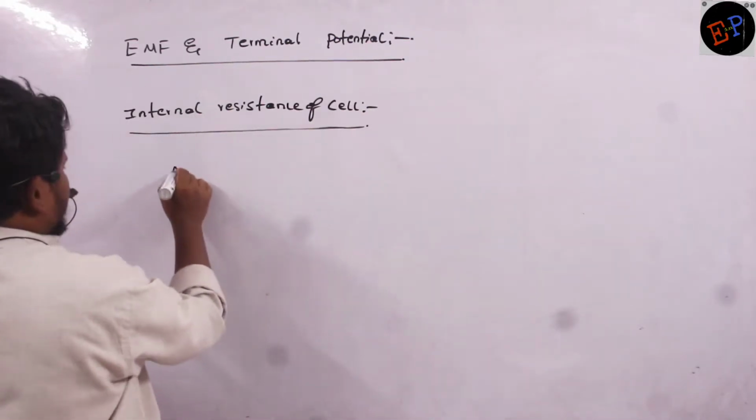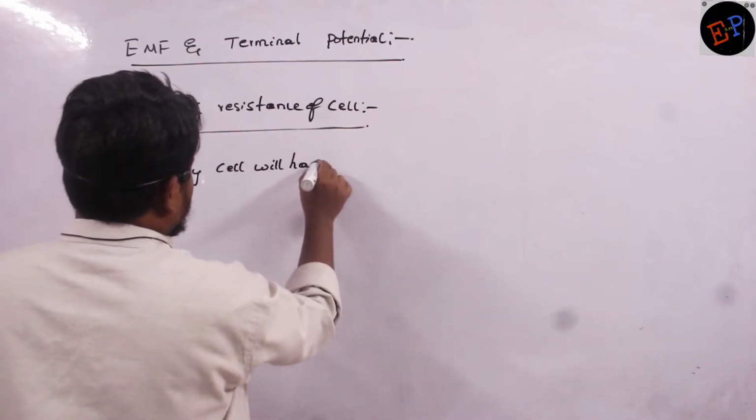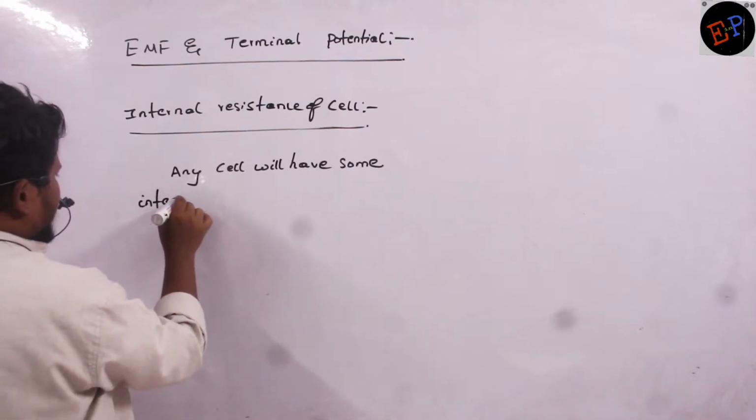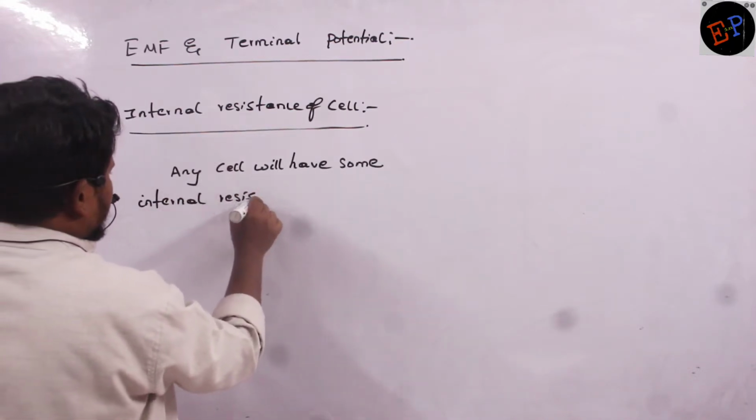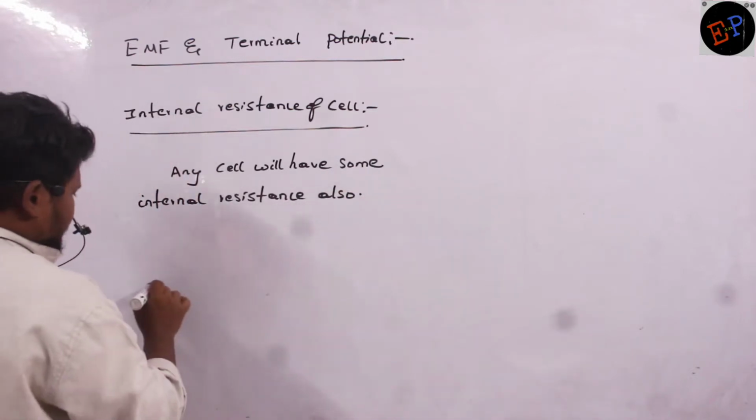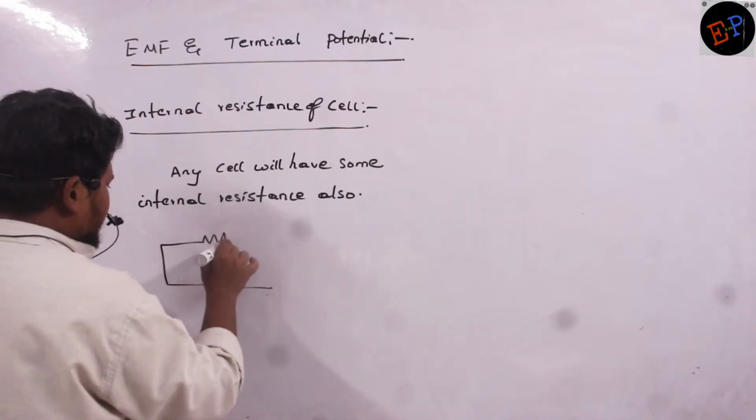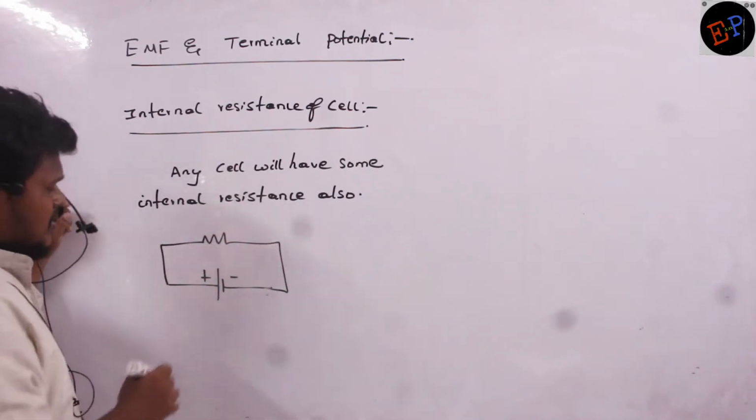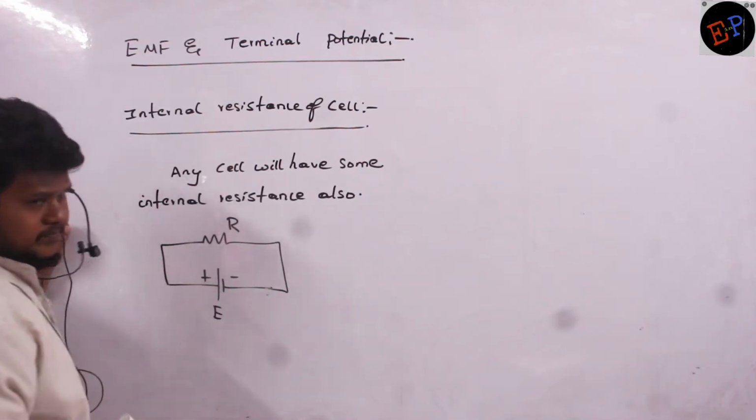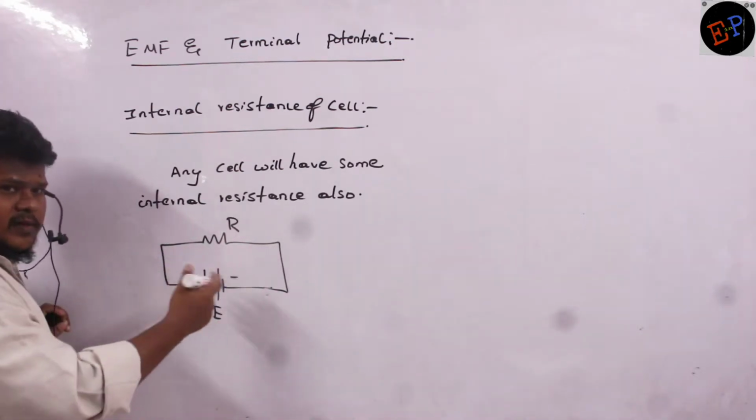See, any cell will have some internal resistance also. So, what is meant by cell? This is a cell, and this is the external resistance which we are connecting. External resistance is R, and EMF of the cell is E. But practically, every cell will have some internal resistance also.